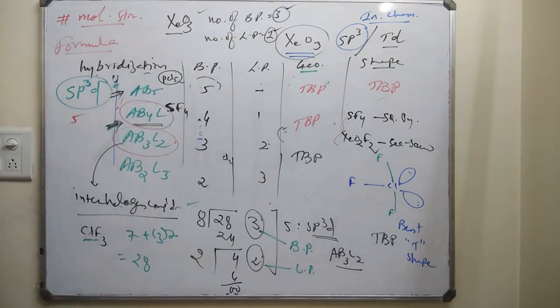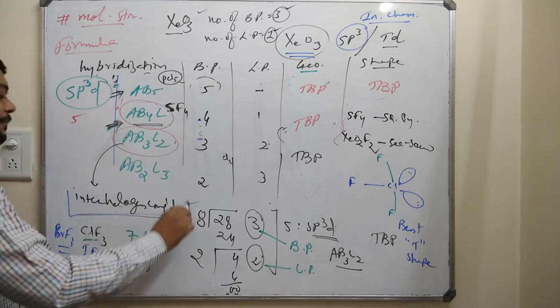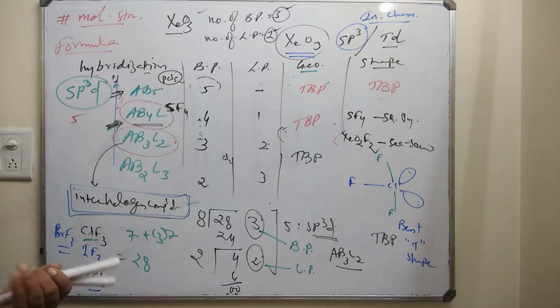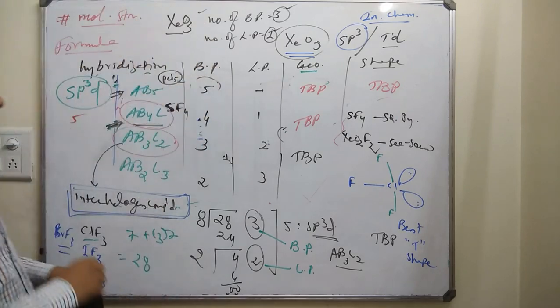So remember this bent T shape for IF3, ICl3 and BrF3. But as I told you, it is popular for interhalogen compounds. I hope you are clear with this. And once you are clear with this, let us move ahead with the AB2L3 type.